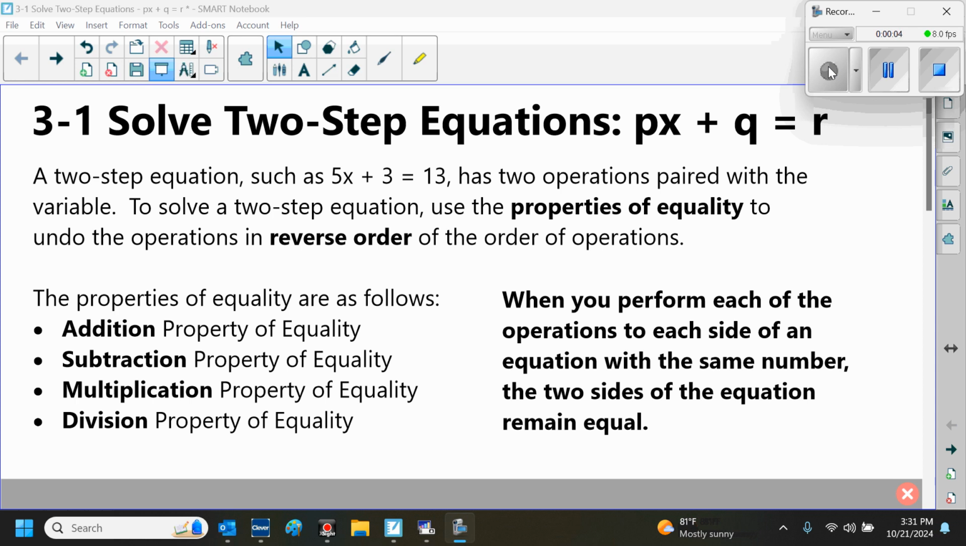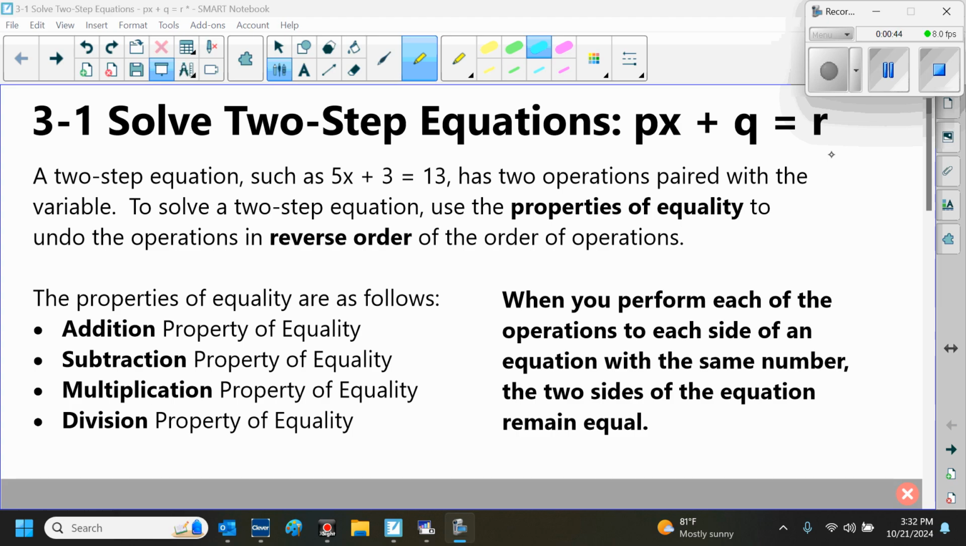Lesson 3-1 is solve two-step equations in the form px plus q is equal to r. Okay? Now, on your notes it says a two-step equation such as 5x plus 3 equals 13 has two operations paired with the variable. So here, you guys, those operations, of course, one is obvious, addition, right? And the other one is multiplication.